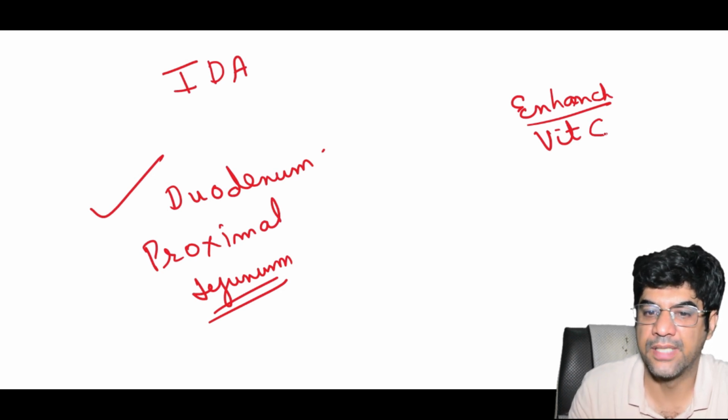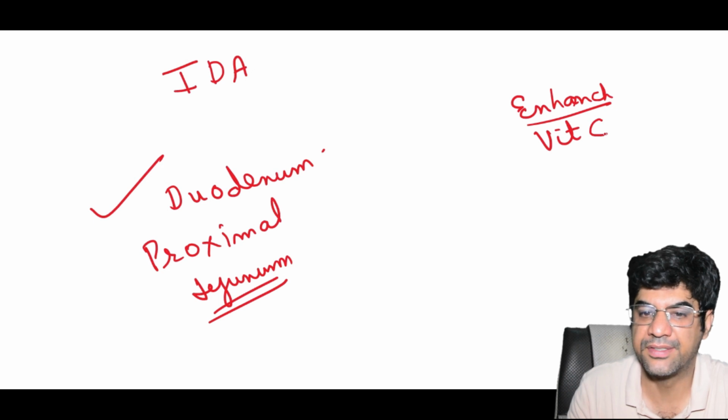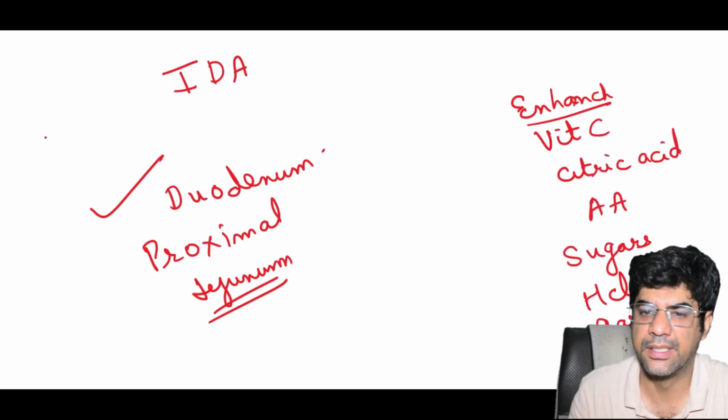Now what are the factors that enhance non-heme iron absorption? Vitamin C, citric acid, amino acids, sugars, HCl, and gastric secretions.